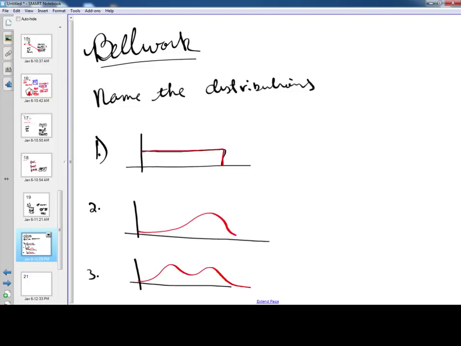On the bell work, let's talk about this first one. What did you guys call this first one? Uniform. What else could I have called it? Symmetric. So this was a symmetric uniform distribution. Okay, just because of symmetry. What about this one here, number 2?